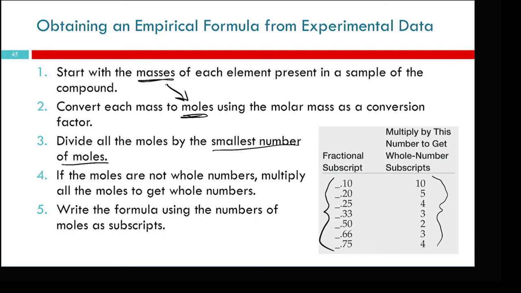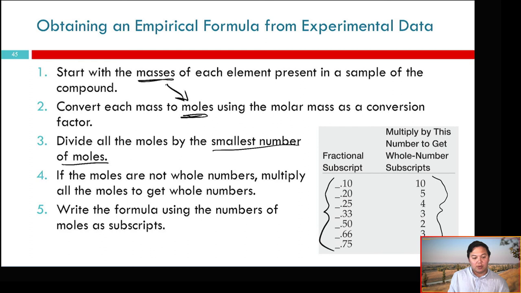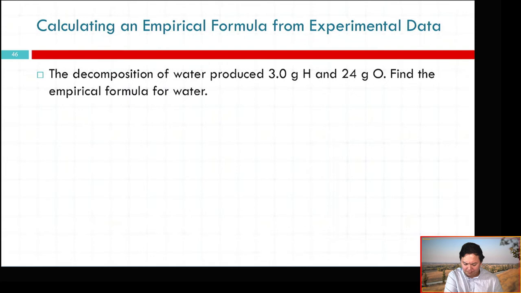Right. So those are the numbers that you need to multiply to get those subscripts. Then we write the formula using the numbers of moles as subscripts. It's a lot of steps. Again, it can help to make your own flowchart here. But we're going to do some examples also.